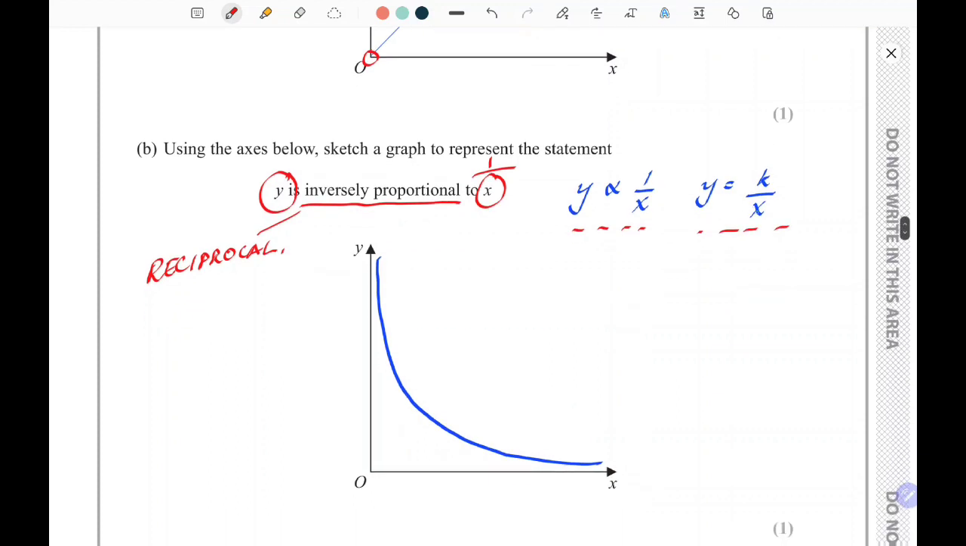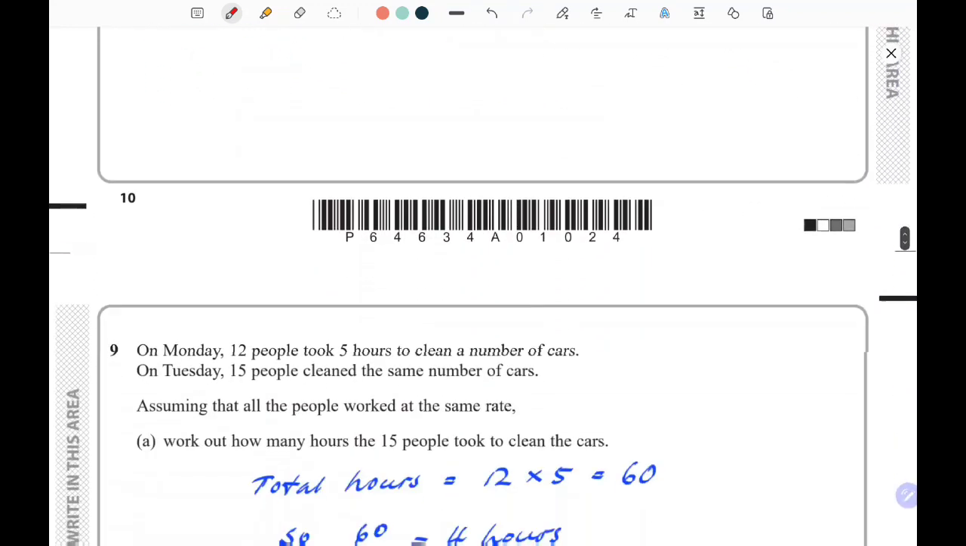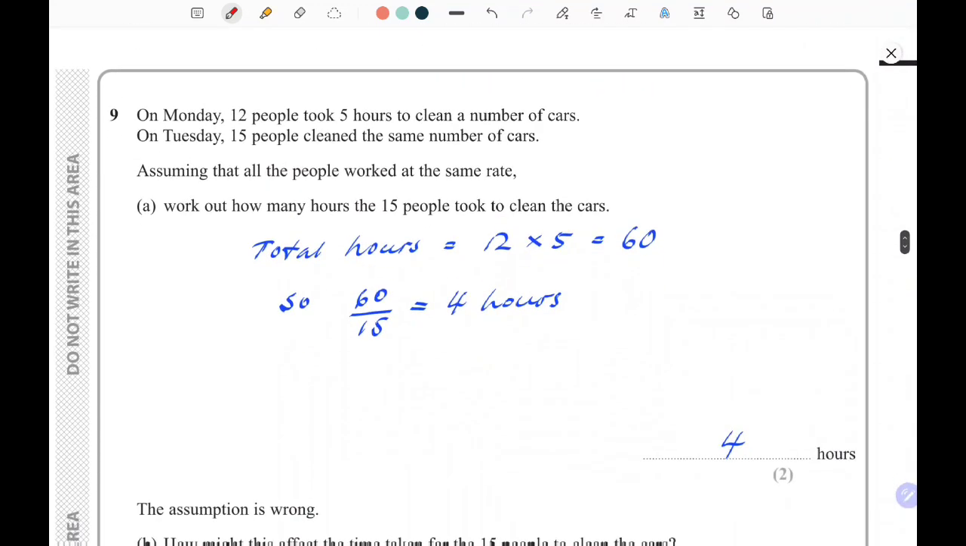And what this shows us is that whatever K is, as X gets larger, because K is a constant, you're dividing a fixed number by a larger and larger number. So Y is going to become smaller. And that's what gives you the graph that I've sketched there. It's basically a 1 over X graph. Next one, number 9.